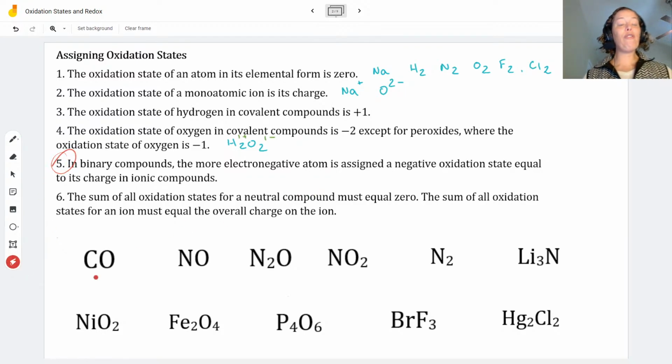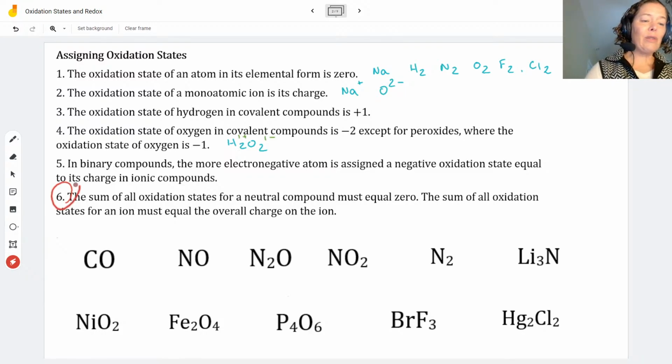Okay, rule number 5. In binary compounds, these are compounds where 2 elements are bonded together. So this doesn't necessarily mean that it is 2 atoms, but 2 elements. So you can have more than 1 atom, as long as you don't have more than 1 element. Anyway, so in binary compounds, the electronegative atom is assigned a negative oxidation state, and that is equal to its charge in ionic compounds. So again, we will see this in the practice, but if you're trying to decide, oh wait, I've got these 2 elements, which one do I give the negative oxidation state to? Go with the one that's more electronegative.